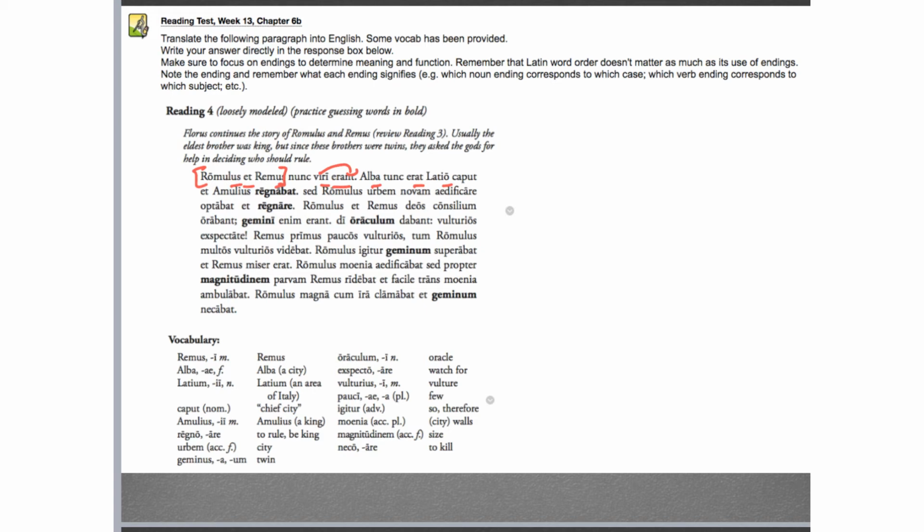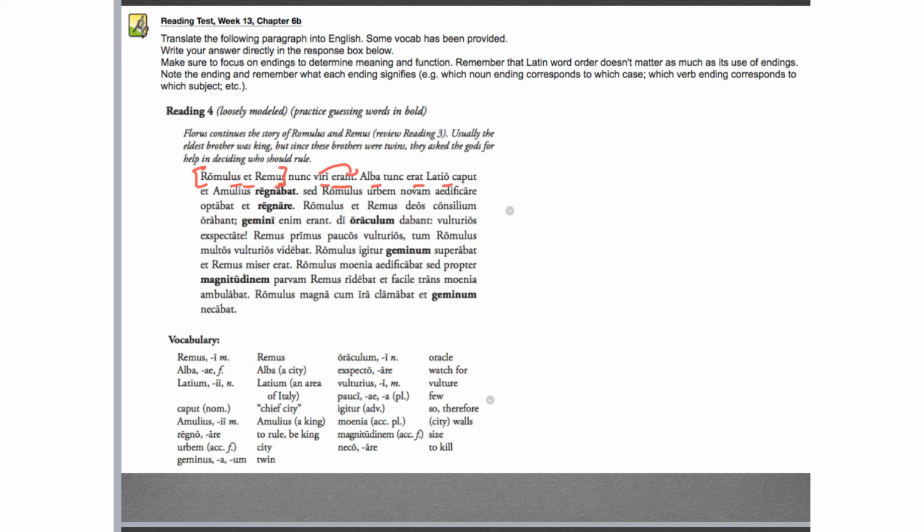All right. Alba then. All right. Alba at that time, tunc, was the capital, the head of Latium. All right. And that's where that dative comes in. It's almost functioning like a genitive here. And Amulius was ruling it. So Alba then was the capital of Latium, and Amulius was ruling it.